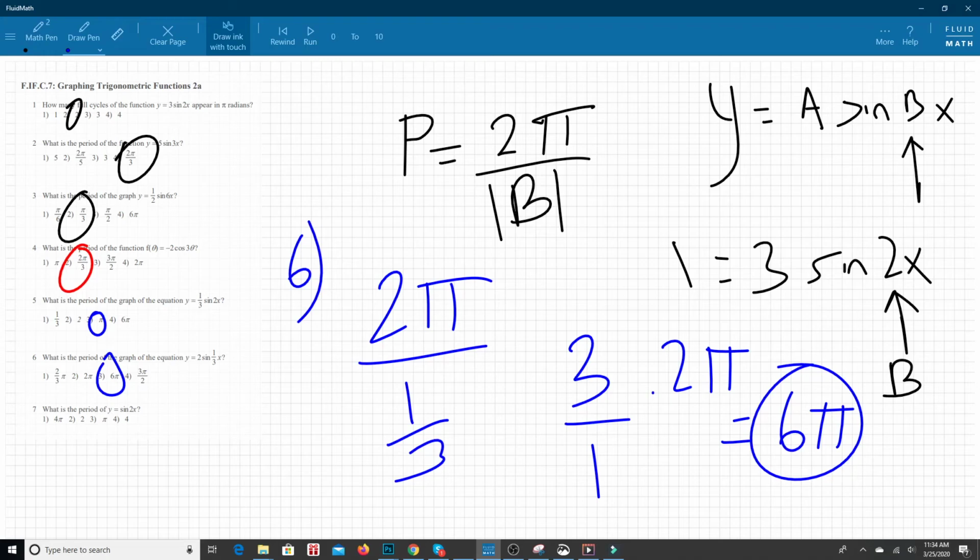The last one, obviously, is just pi, right? Right, 2 pi over 2. The 2's cancel out, and you're left with pi.